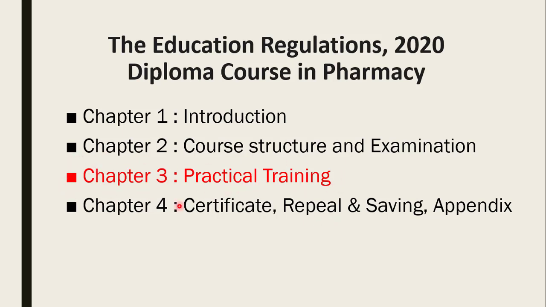Chapter 3 includes detailed information according to the Education Regulation 2020: how the practical training is to be done, what is the period allocated to it, what are the conditions, what is the procedure to be followed before and after training, what are the requirements, what are the forms to be filled and how they are submitted, what is the role of the apprentice trainee, and what is the role of the institution where the training is being imparted. All these things we are going to see in the practical training part.